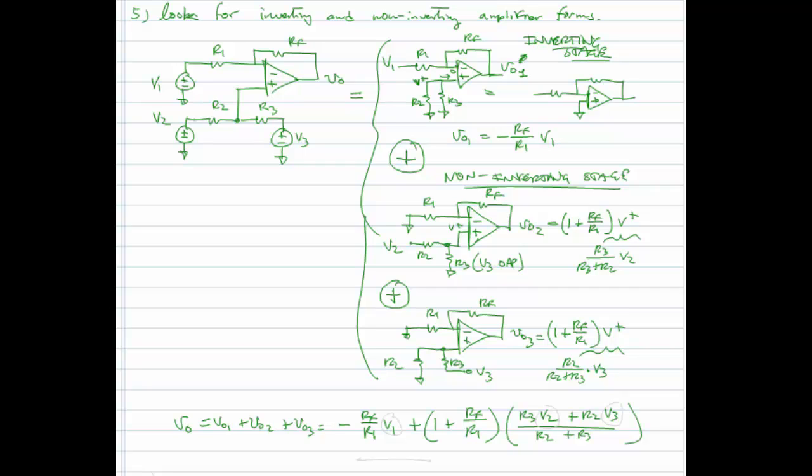And so we have a term in V1, and let's split this out into two separate terms here. We have a term in V2 and then a term in V3. All right, so we've been able to do this almost all by inspection, by recognizing in this circuit that there's an inverting architecture and a non-inverting amplifier architecture. We leverage the fact that the inverting architecture has a gain of minus R feedback over R1, and the non-inverting has a gain of 1 plus R feedback over R1.